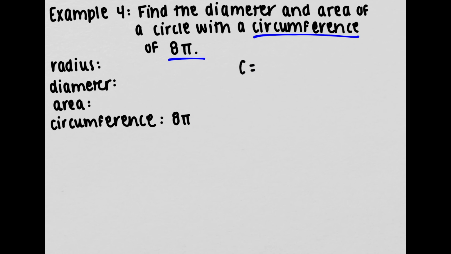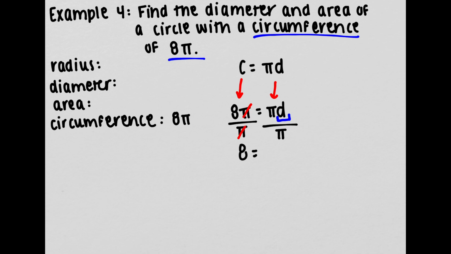I know my circumference is equal to pi times the diameter. I'm going to fill in C with what I was given as my circumference, which is 8 pi, and it's equal to that circumference formula of pi times the diameter. Now I want to solve for this lowercase d, and it's just like that r squared. That pi is stuck to it by multiplication, so to get rid of it, we have to do the opposite. We have to divide both sides by pi. When I do that on the left side, the pi's cancel out, and I'm just left with 8 equals. And on the right side, the pi's cancel out as well, and I'm left with d. So I know that my diameter is equal to 8.